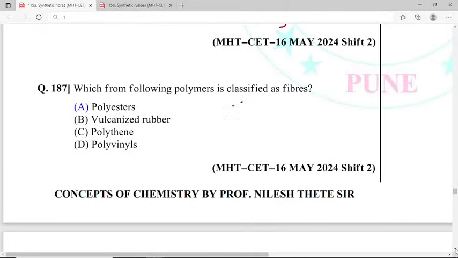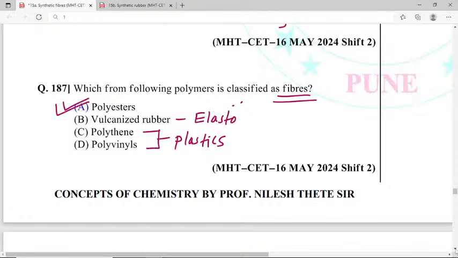Which from the following polymers is classified as a fiber? So polyester is a fiber. Next, polythene and polyvinyl, these are plastics. Vulcanized rubber is an elastomer. So please write this down now.